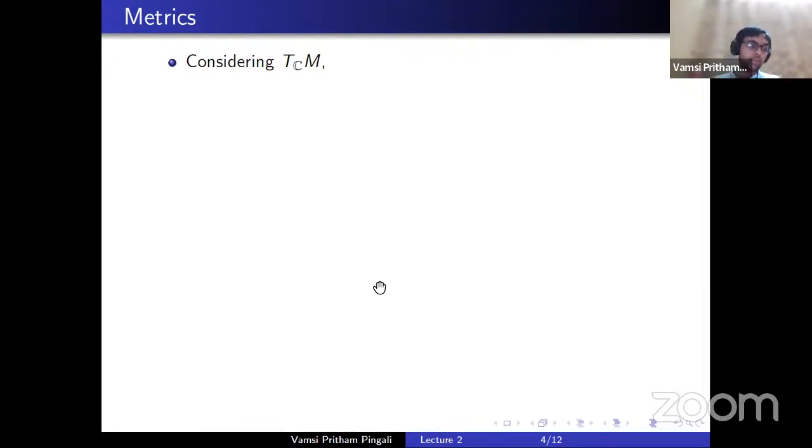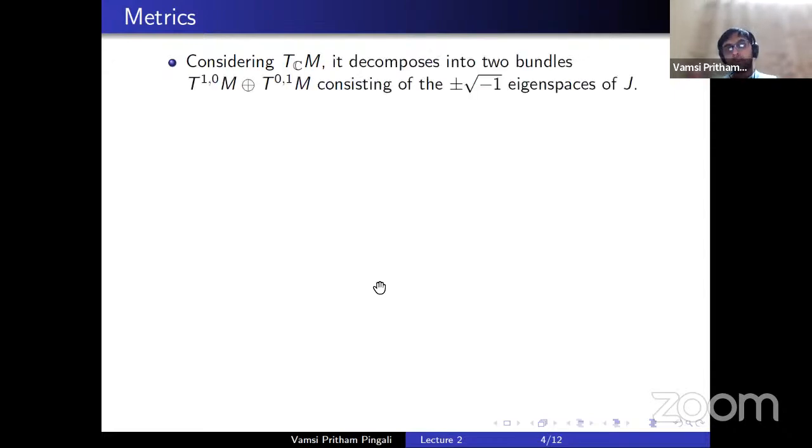So you can think of it as a 2n dimensional real manifold. So it has a tangent bundle, that is the collection of all tangent spaces given a structure. Now, each of these tangent spaces is a real vector space of dimension 2n. You can tensor it with C to get a complex vector space isomorphic to C^2n, right? So you get a complex vector bundle, which I'll denote this way.